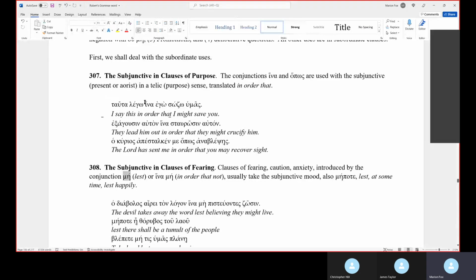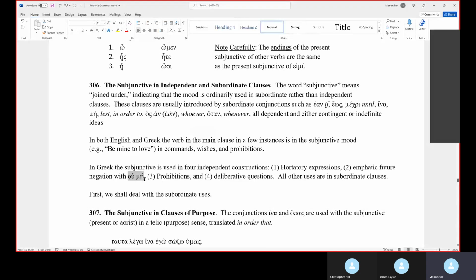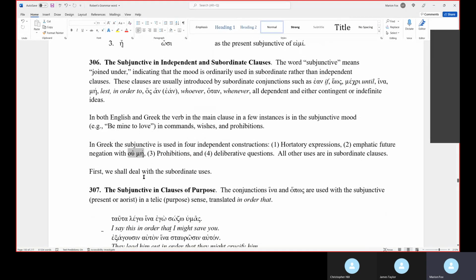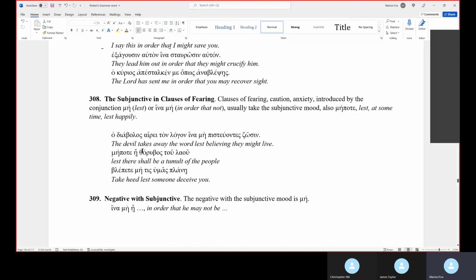So let's go back up and see it. We could have ou mē, emphatic negative. That's the only time that I know of that mē goes with the indicative mood, and it would be in a negation, emphatic future negation. Okay. I think it will go with the indicative mood in that case. But mē always, in all other instances, will go with the other moods. That is, it doesn't go with the indicative, it goes with the other moods.